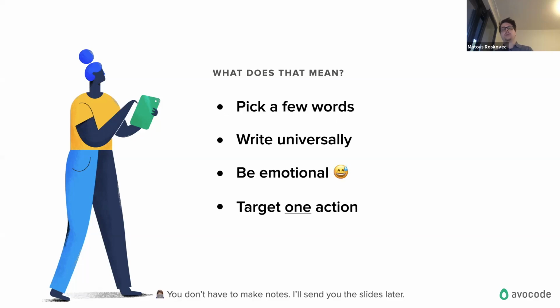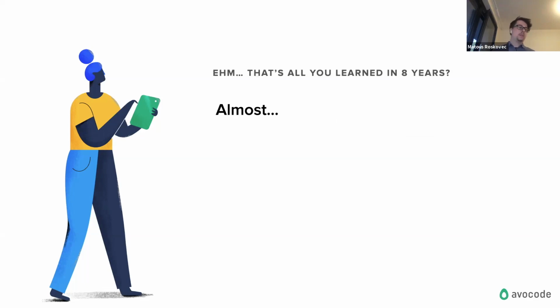So, a quick summary before we move on. This means that you should pick a few words and write universally. You should be emotional, and you should always target one specific action, best not more. All right, I've been doing this for about 8 years, and obviously this is not everything that I've learned.